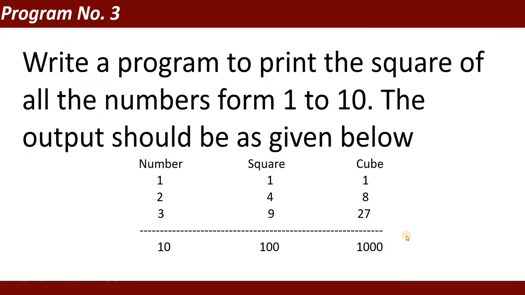Program number 3: write a program to print the square of all the numbers from 1 to 10. The output should be given as below: number, square, and cube. Numbers 1 2 3 4 5 6 and so on to 10. Suppose 1 square is 1, cube is also 1. Number 2 square is 4 and cube is 8, like that.